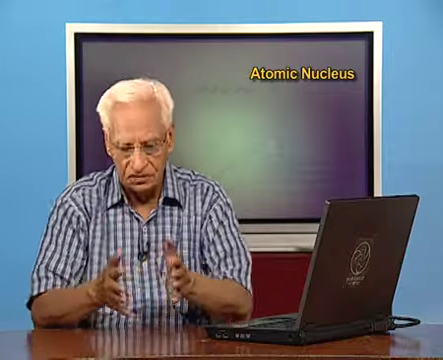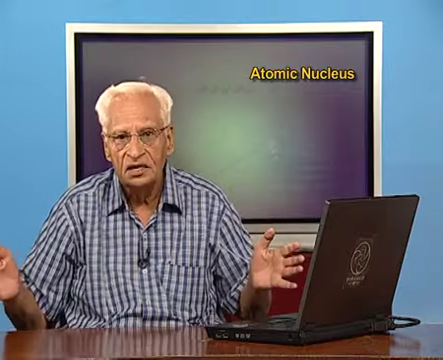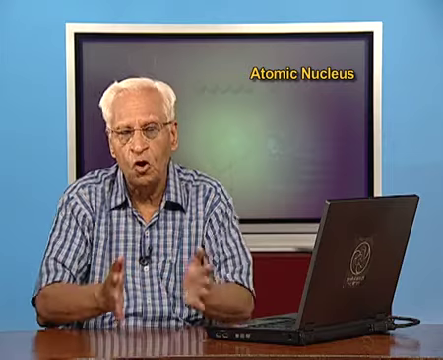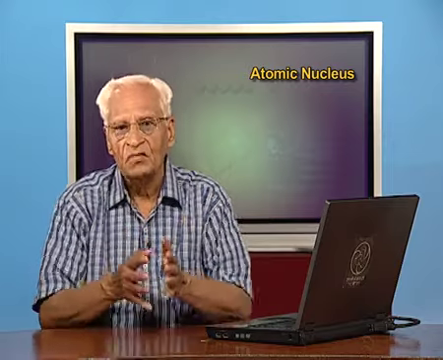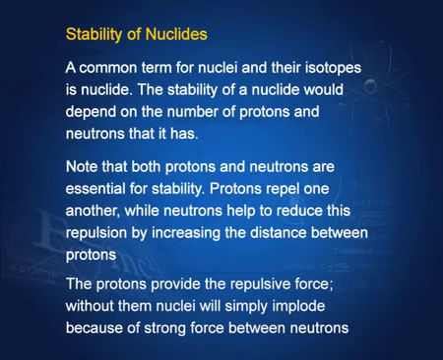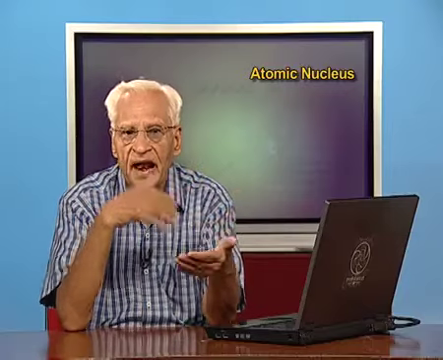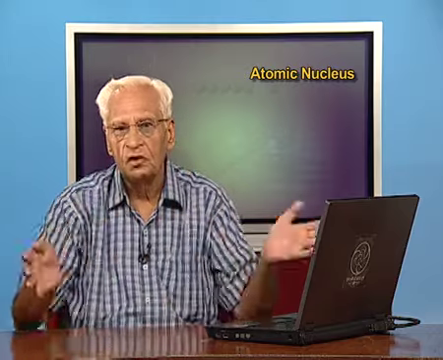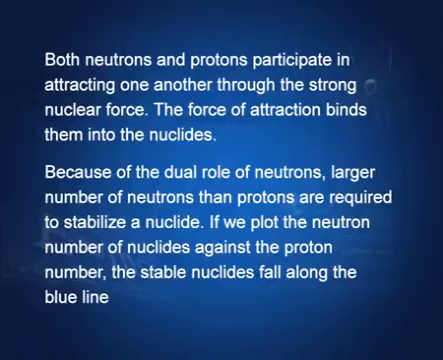If there are no neutrons to increase the distance between the protons, then the nucleus would break. Similarly, if there are no protons, only neutrons, then the strong nuclear force between them would break the nucleus once again. So, both protons and neutrons are essential for the stability of a nuclide. Both neutrons and protons participate in attracting one another through the strong nuclear force. The attraction binds them in the nuclides. Because of the dual role of neutrons, a larger number of neutrons than protons is required to stabilize the nuclide.